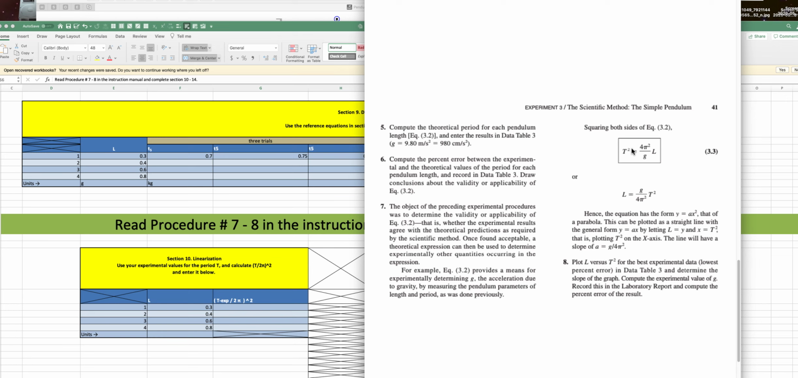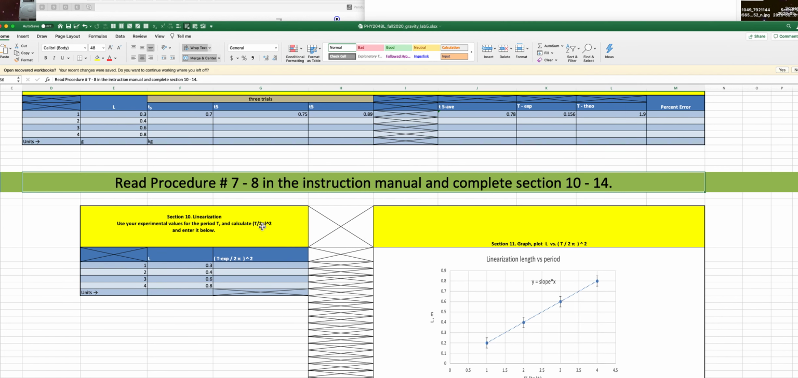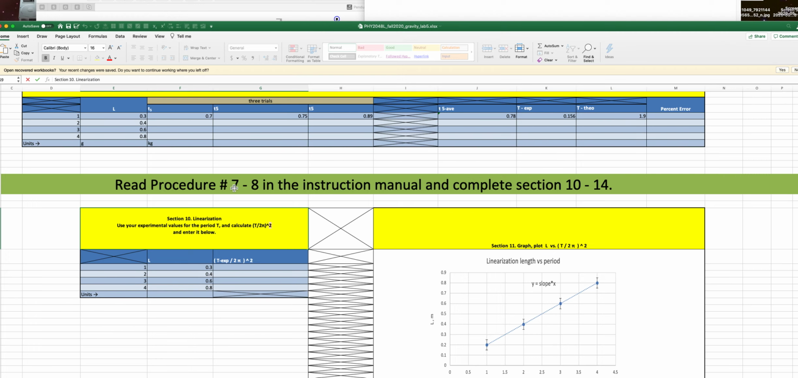And the manual says to use this equation to linearize the graph. I actually recommend that you use the one that I refer you to. If you look at here, you're actually going to take the period divided by 2 pi and then square it. And that's going to give you a linearized graph. And so let's see here. So we're going 7 through 8 procedure.